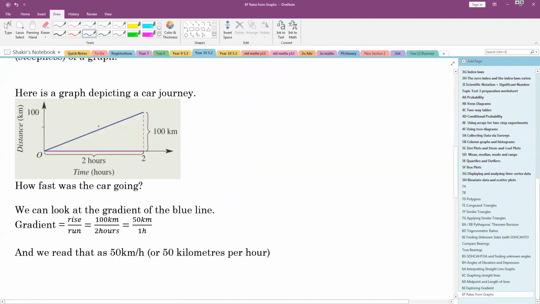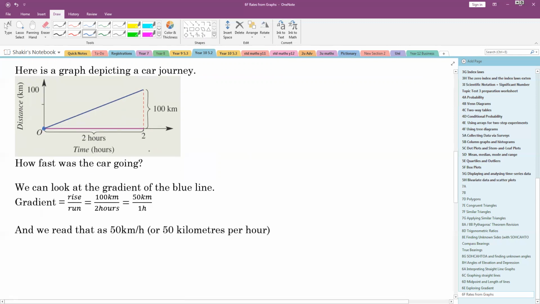You're starting off at 0, and then in 2 hours time, you've traveled 100 kilometers, and you can see over here it's 100 kilometers over 2 hours. So yeah, you're going 100 kilometers in 2 hours. So how fast was the car going? To find out how fast the car was going, we can look at rise over run, because we can use the gradient to find the speed of the car.